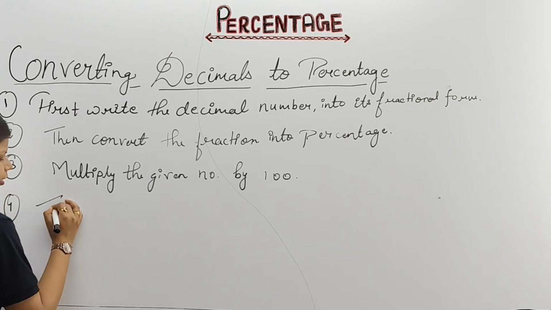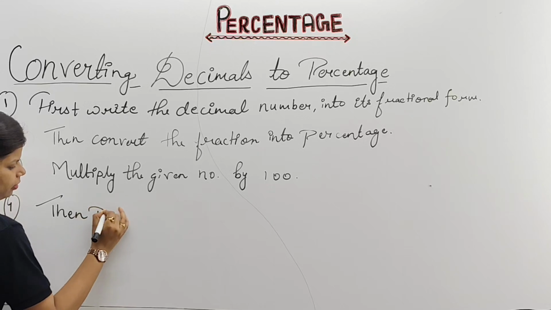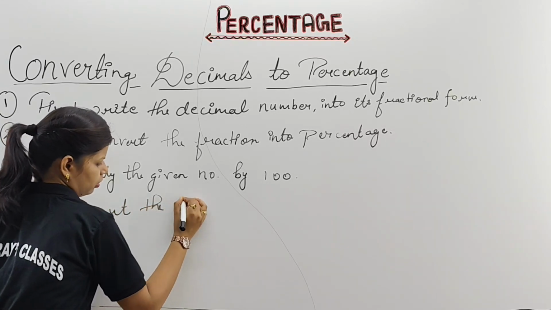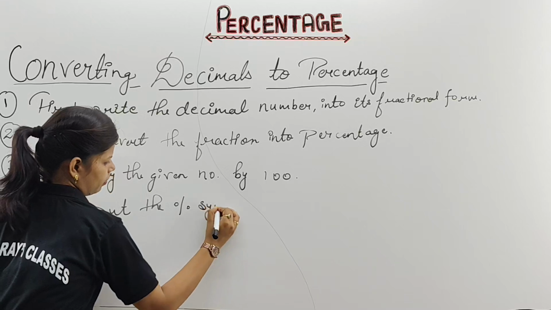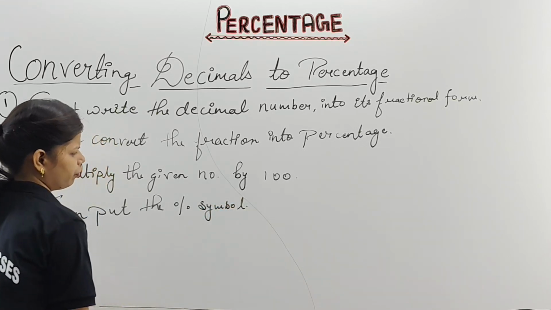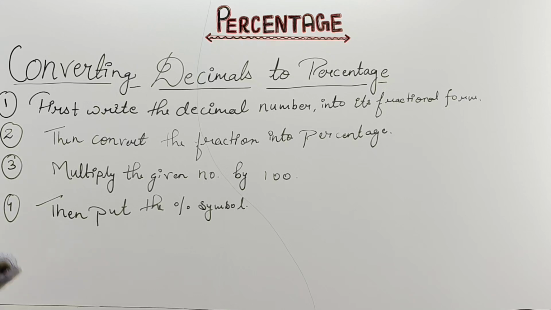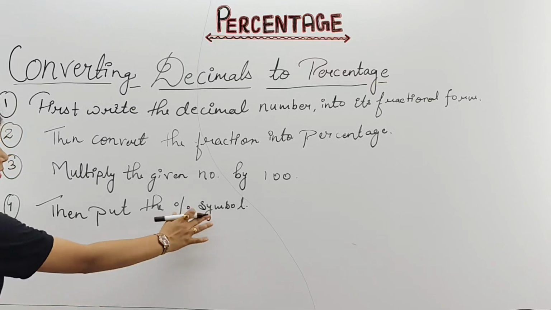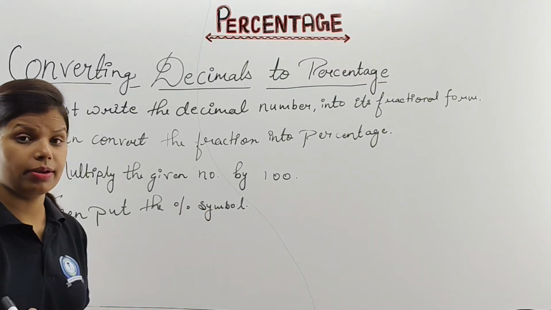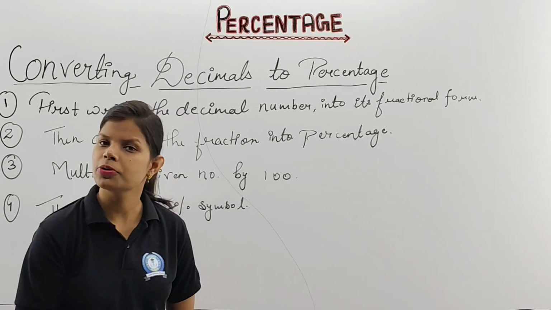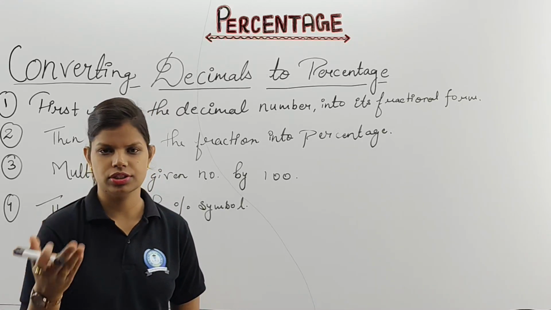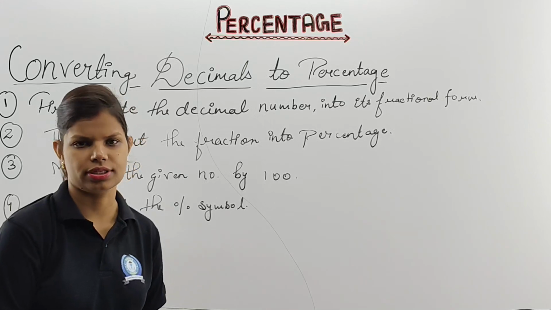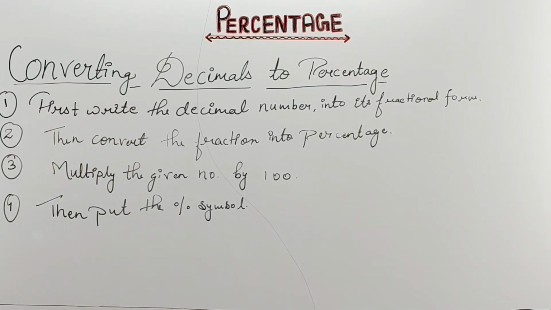Fourth point, then put the percent symbol. These all things first of all you have to remember. First, write the decimal number into its fractional form, then convert the fraction into percentage, multiply the given number by 100 and then put the percent symbol. Last putting of the symbol is very, very important, because when you do not put the symbol, we are not able to identify which operation or which term we have done the conversions in. Clear? So please note it down.